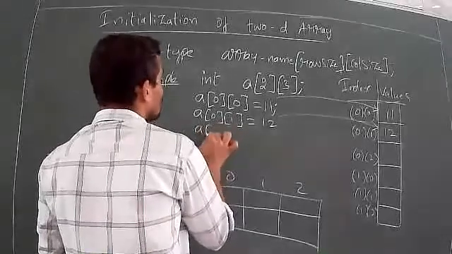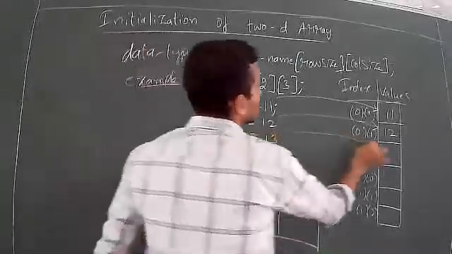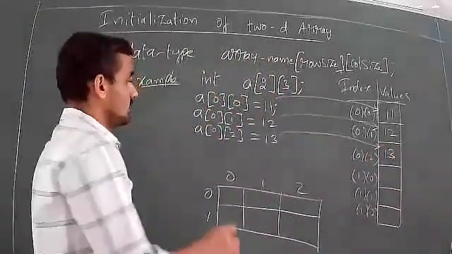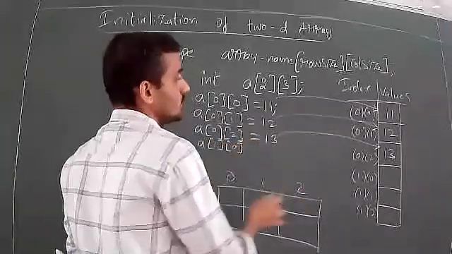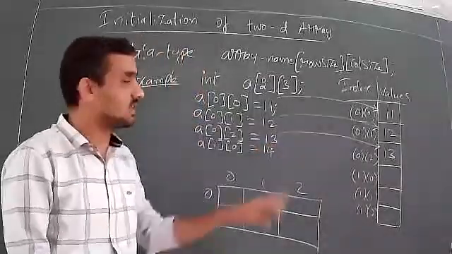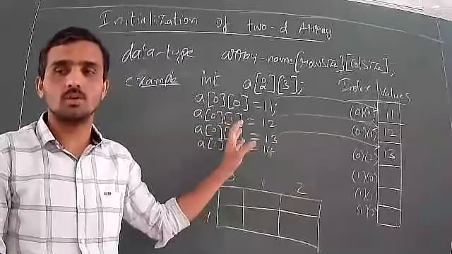Similarly, A of 0, 2 is equal to 13. So this value will be stored in that location. Okay. Next, A of 1, 0 is equal to 2. See, I have taken the values in sequence. You can take them in any order, ascending or descending or random order. You can take whatever you want.